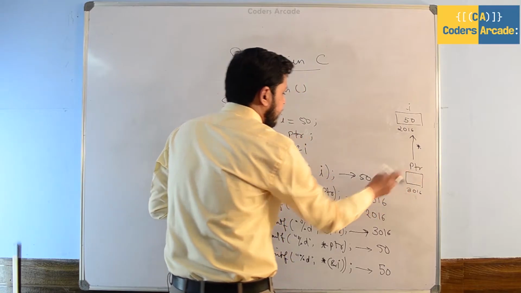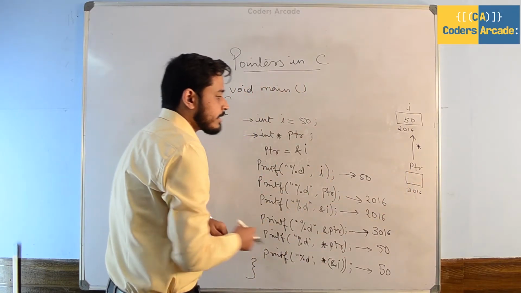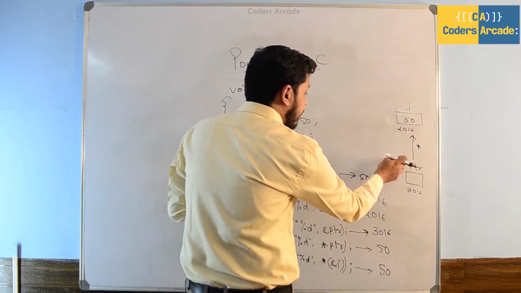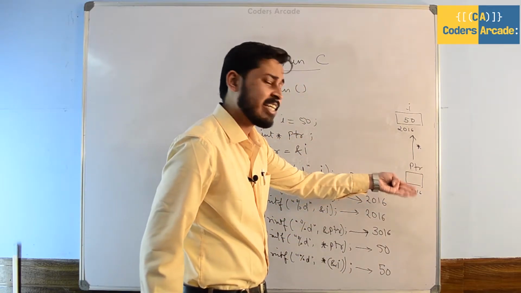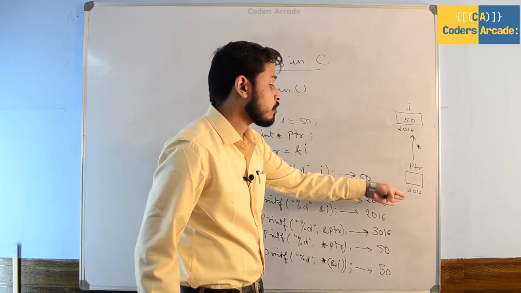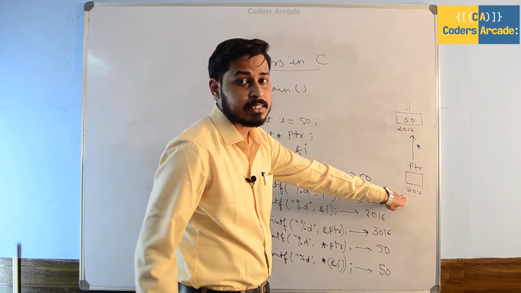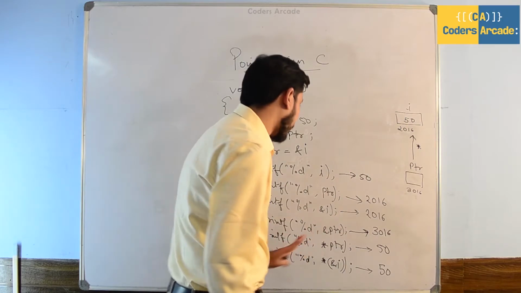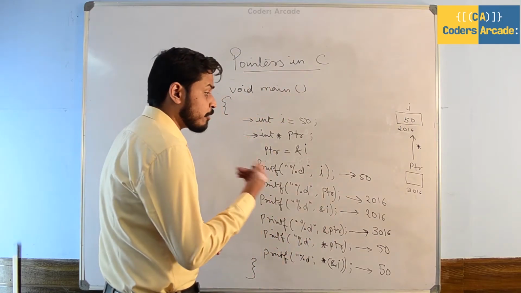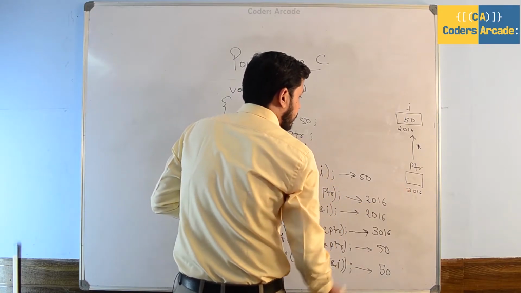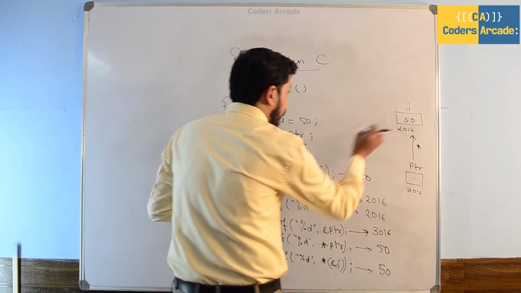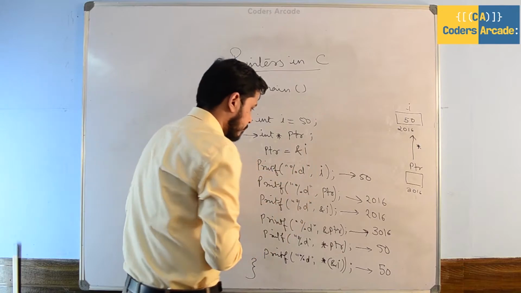PTR doesn't contain anything. It just allocated a memory location for PTR, and the address for this memory location will be 3016. It can be anything. We are just supposing 2016 and 3016 as an example. It could be anything, we don't know. So 3016 is the address of this PTR and 2016 is the address of this I.